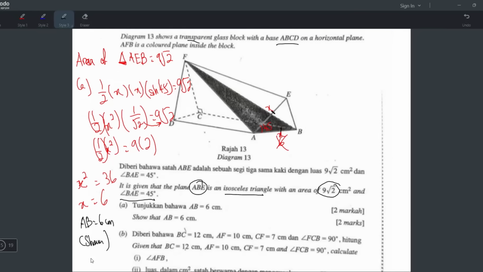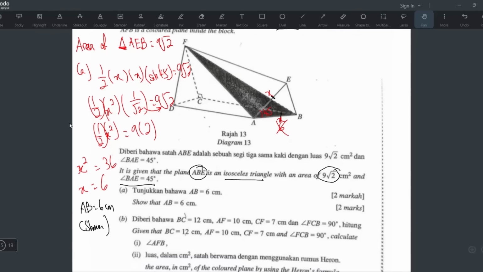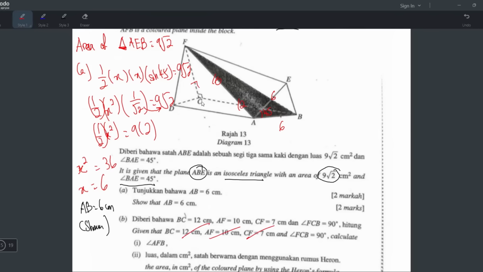Okay. Alright, done. Question B1. Given that BC is 12. Oh, I better label this. BC is 12. Where is it? Okay, this one, 12. I think this one also I can erase. Just write 6. Okay, AF is 10. Where is AF? Oh, this one is 10. Okay, CF is 7. Okay, this one. FCB 90. Oh, 90 degrees.